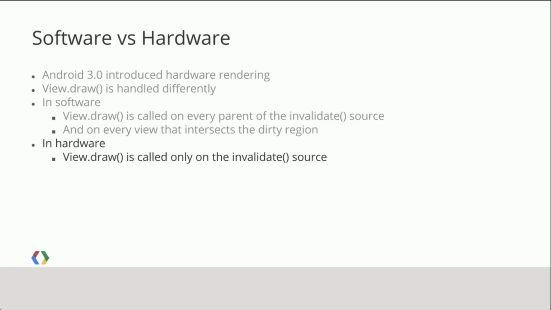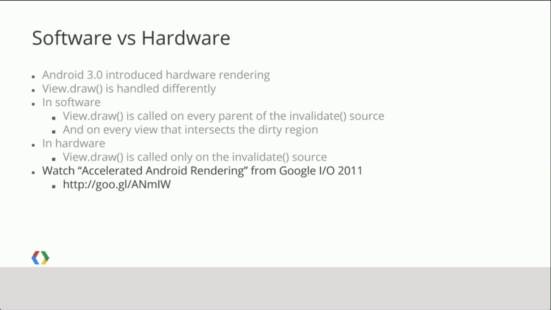In hardware, however, we have a completely different system, and I won't go in details here. There was a talk 2 years ago explaining how it works exactly, but only the view that calls invalidate will see its draw method invoked. This is much more efficient. You can imagine that if you have 10 parents, and suddenly we have to call only one method instead of 11, it's going to be a lot faster. So you can refer to that talk, Accelerated Android Rendering, where we explain in details how the new rendering system works.